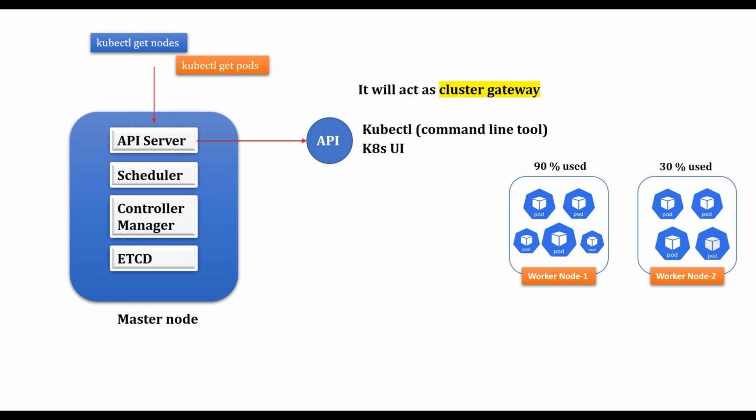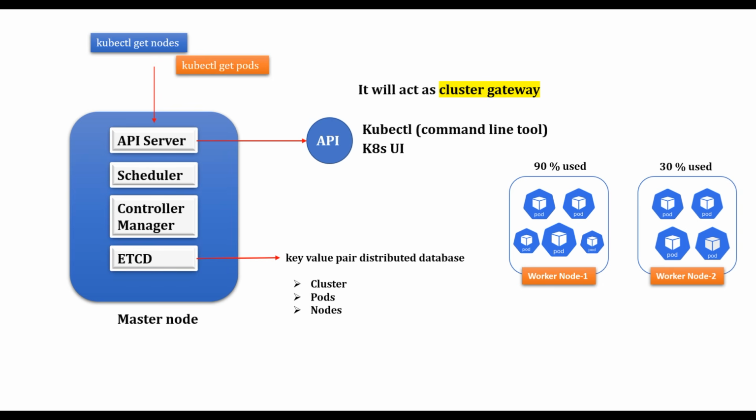Now you might have a question: how does the scheduler know all the information about nodes and pods, right? As you know, Kubernetes internally uses an etcd key value pair distributed database. It stores all the information about your cluster and its state, and from etcd the API server fetches all the cluster info, and it shares that information with the scheduler. That's how the scheduler works.